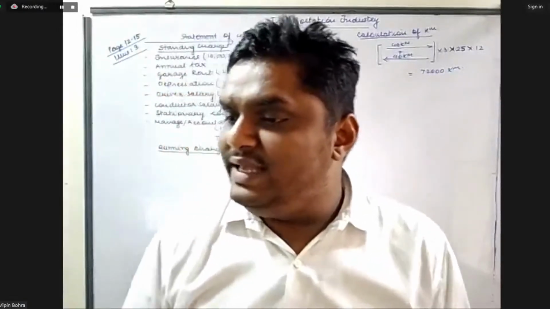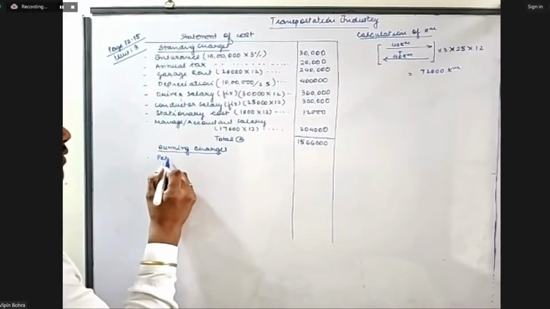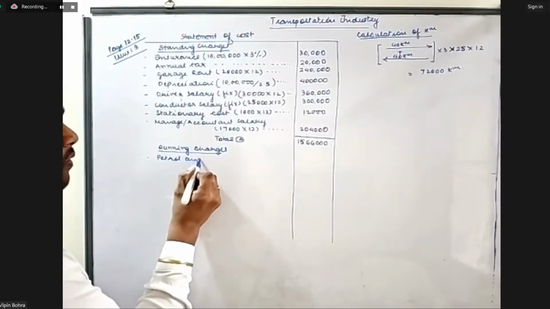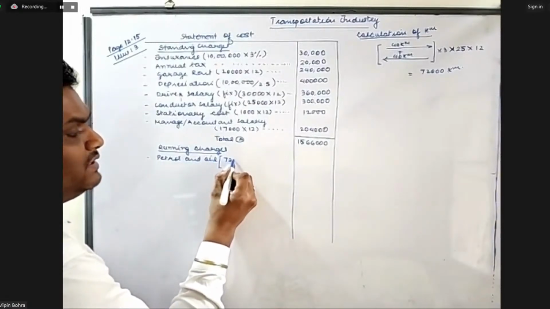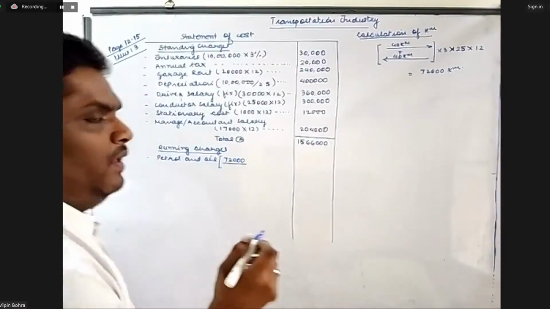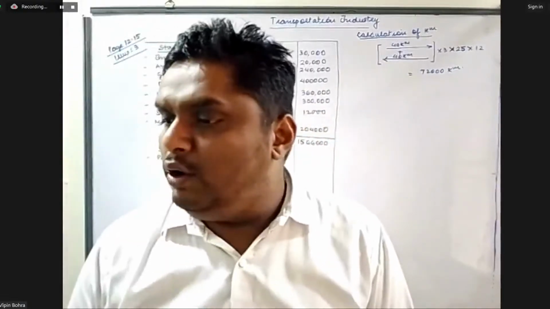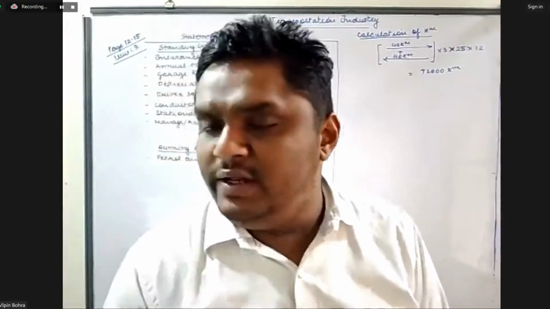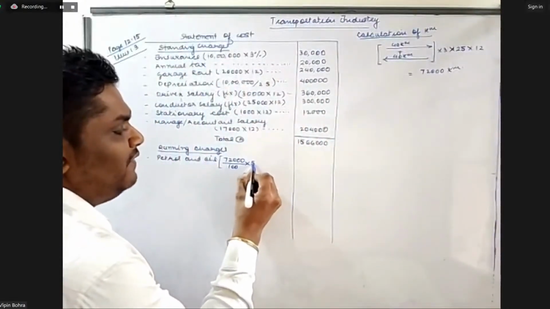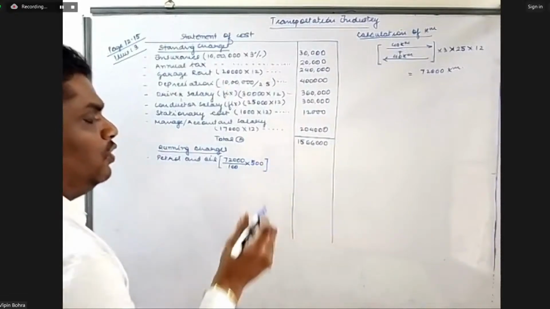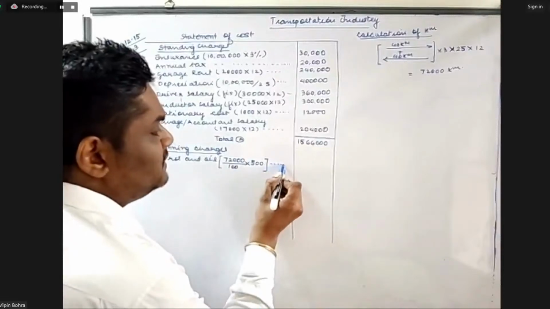Now here we can easily calculate the petrol and oil cost. Total distance traveled is 72,000. And it is given in the question that petrol and oil will be rupees 500 for every 100 kilometers. So for every 100 kilometers, it will be rupees 500. So this will be 3,60,000.